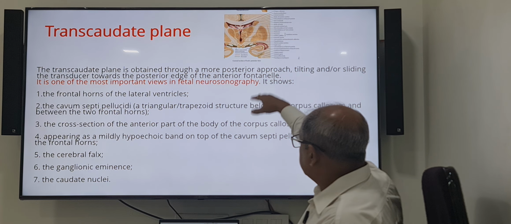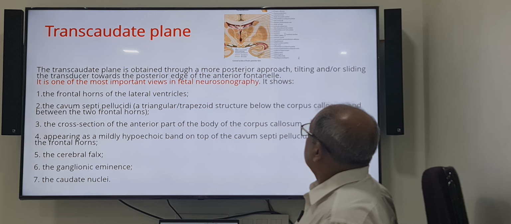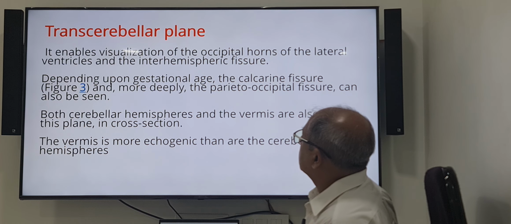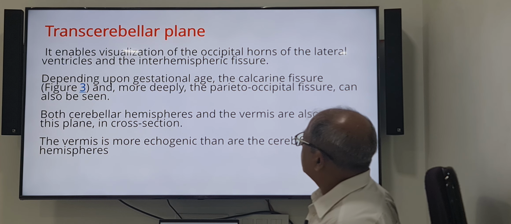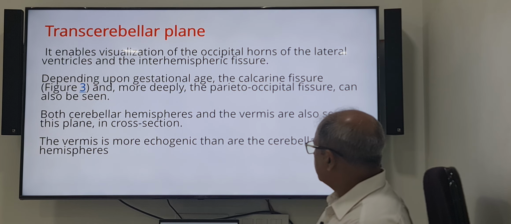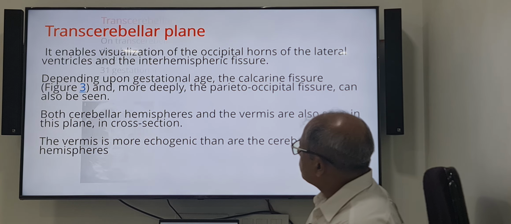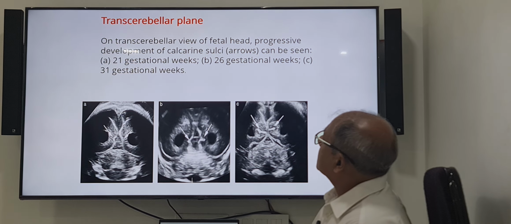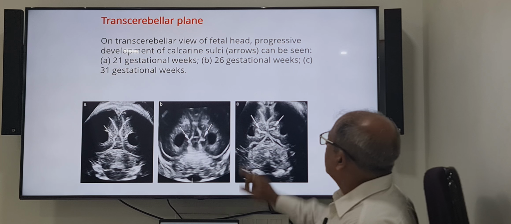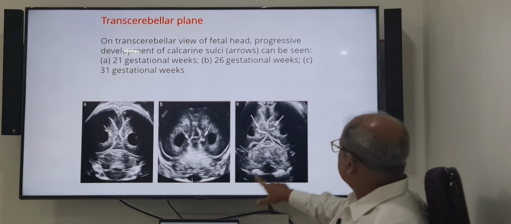These are the cross sections of the anterior part of the brain. This is the transthalamic plane in a coronal section. The transcerebellar plane depends upon the visualization of the occipital horn of the lateral ventricle and the interhemispheric fissure. Both cerebellar hemispheres and the vermis are seen in this plane. The vermis is more echogenic than this. Already covered, and these are all transcerebellar planes which can be seen at 21 weeks, 26 weeks and 31 weeks.